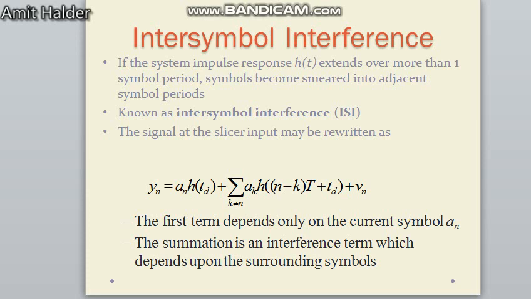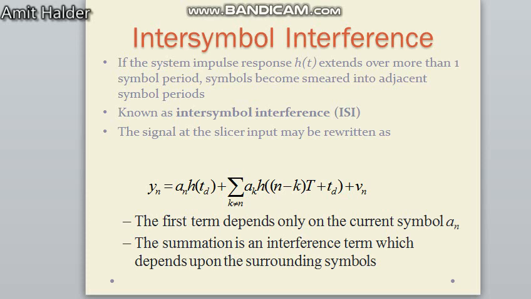If the system impulse response h(t) extends over more than one symbol period, symbols become smeared into the adjacent symbol period. That means there is a sample period, which may be one symbol period, that is, how much time one symbol takes to transmit from transmitter to receiver. If it is smeared, that means there is a collision between two consecutive symbols. That is known as intersymbol interference.